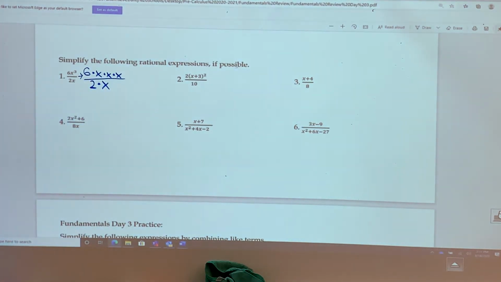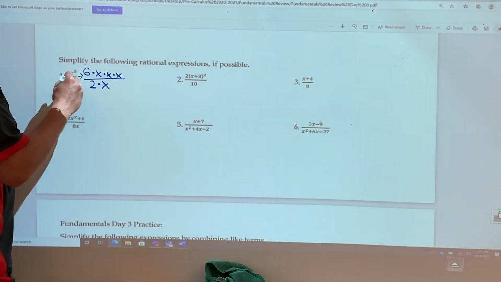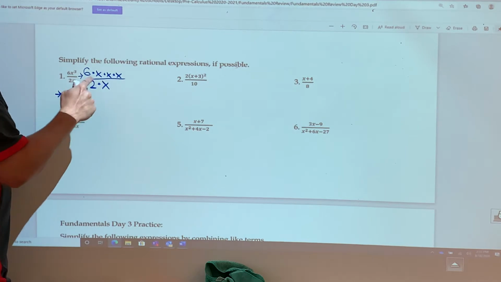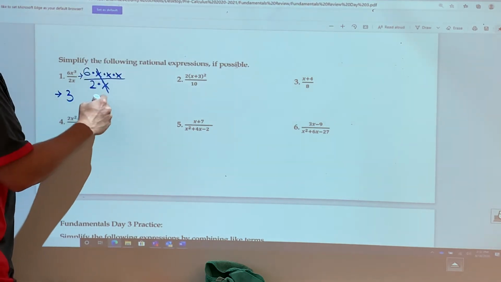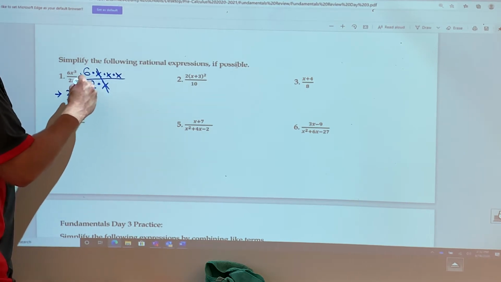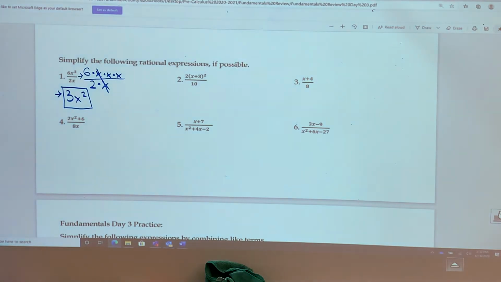Okay? So what I'm going to do now is simplify. Well, what is 6 over 2? 3, right? I've got 1x in the numerator, 1 in the denominator. I can take 1 away from each. And what's left over? 2 x's, so x squared. And there's your final answer.